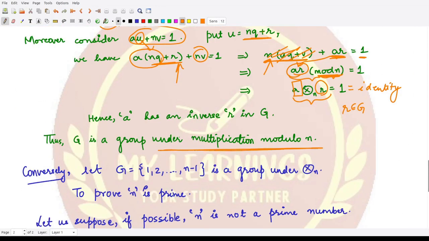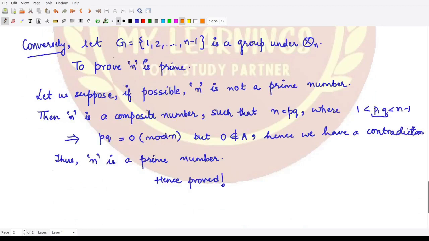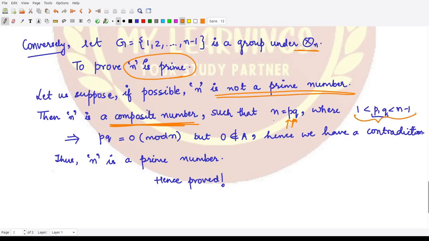For the next part, we assume that if this set G is a group under multiplication modulo n, then n is a prime number. So let us suppose that, if possible, n is not a prime number. If it is not a prime number, then it is surely a composite number which could be written as the product of many prime numbers. So let's suppose that n is the multiplication of two numbers p and q such that they are not equal to 1 or n, they lie between 1 and n minus 1, such that the product is n.